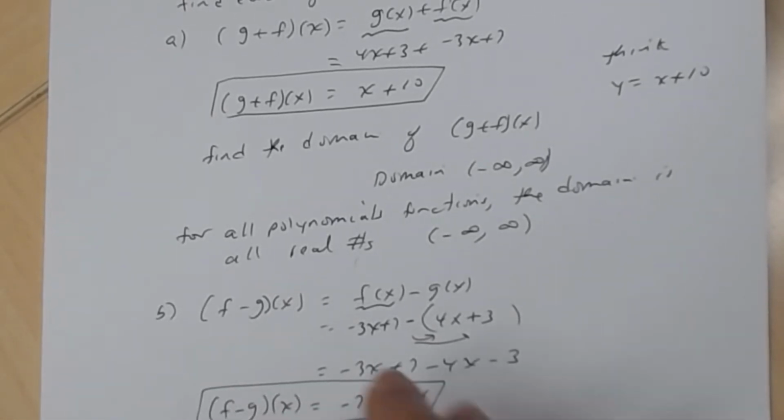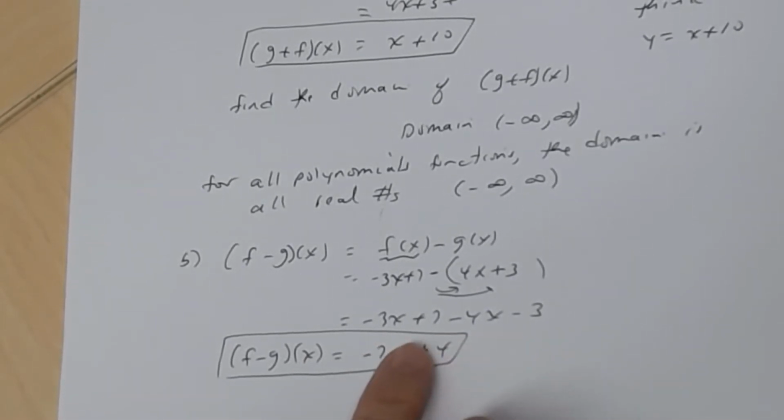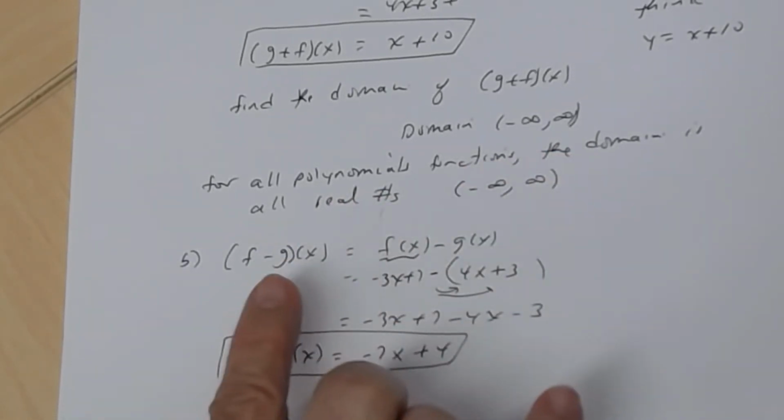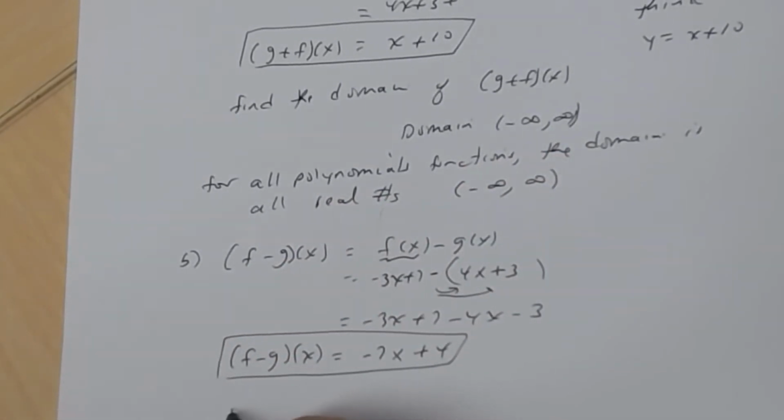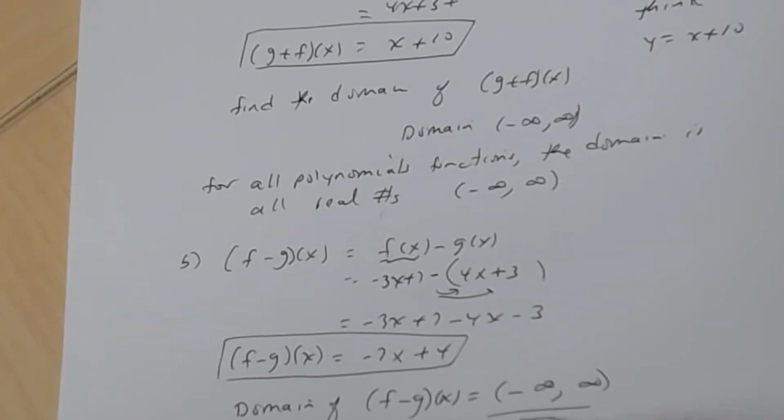Now, remember, if you look at this, isn't this a linear function? And that's a polynomial. What do you remember about polynomials? The domain of a polynomial is all real numbers. So now we're going to say the domain of f minus g at x is negative infinity to infinity.